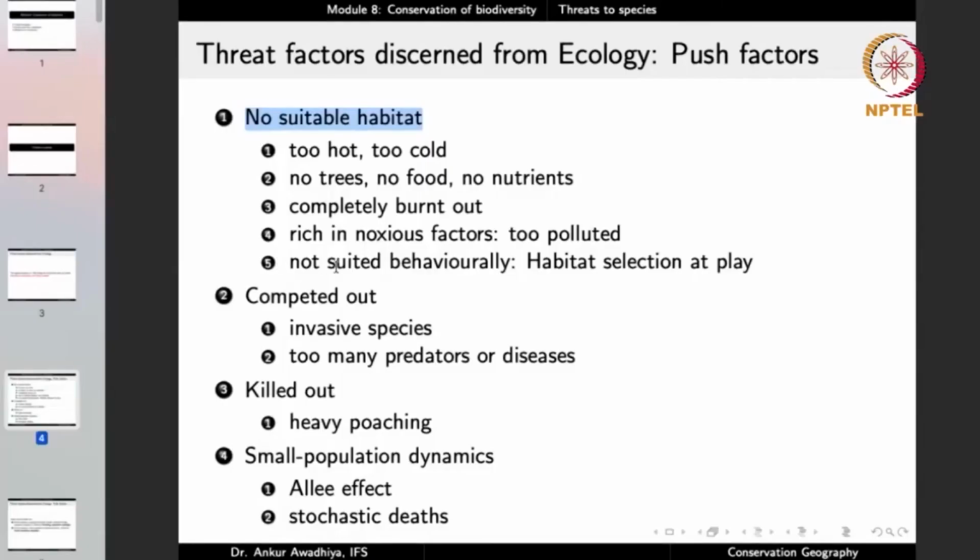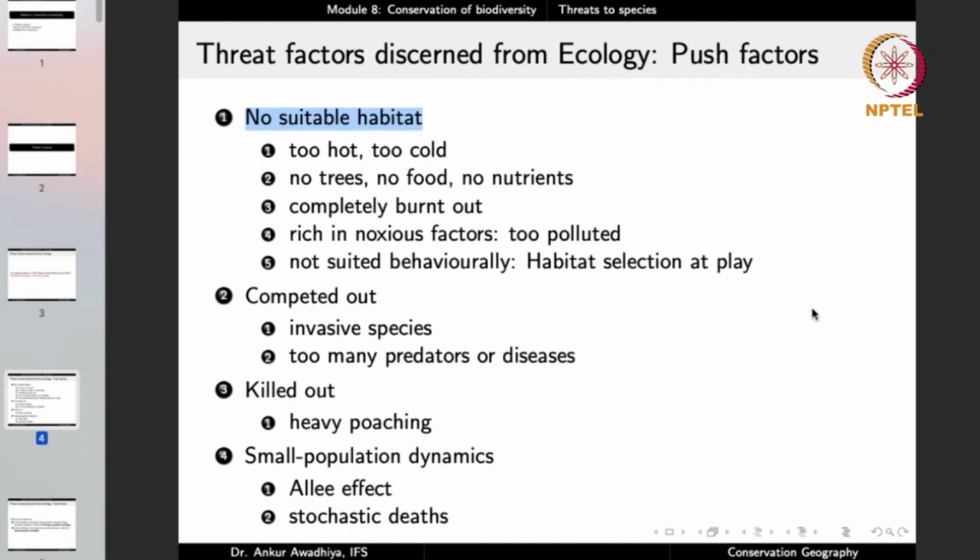Even in the case of air pollution, when we talk about species such as lichens, lichens live in those areas that have unpolluted air. You increase the level of pollution and you will find an extermination of the lichens. Or habitats that are not suited behaviorally, because there is habitat selection.